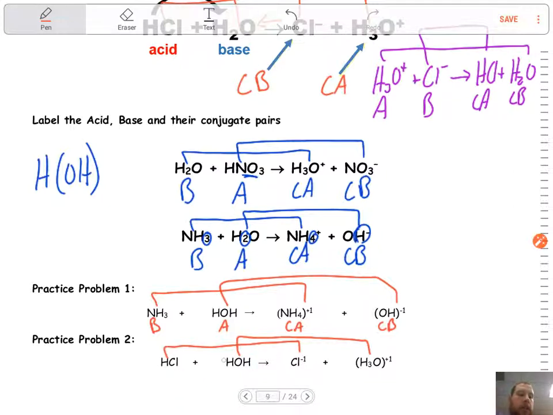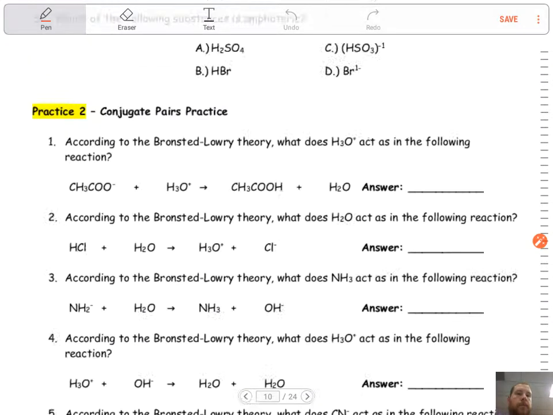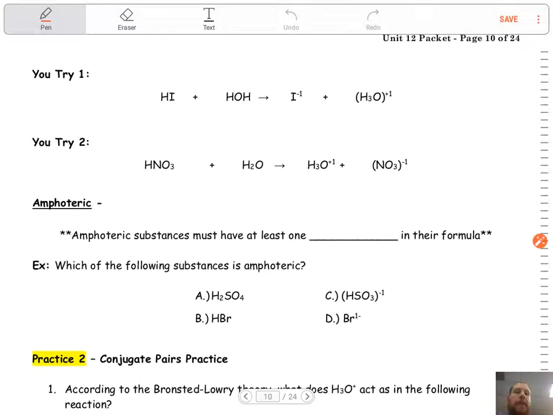So, HCl lost an H. That's my acid. HOH gained an H because it went from 2 H's to 3. That's my base, conjugate acid. Okay. So, again, pause it, try these. I'm going to keep working through them.